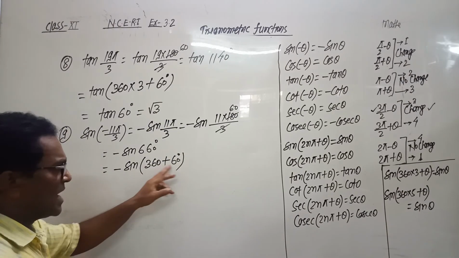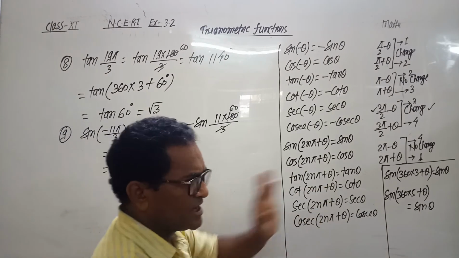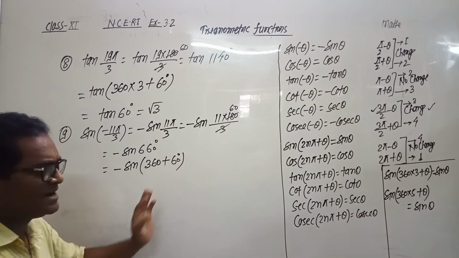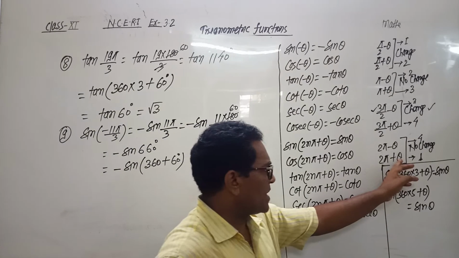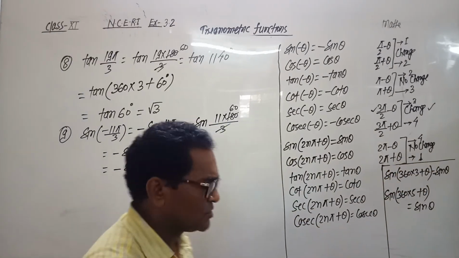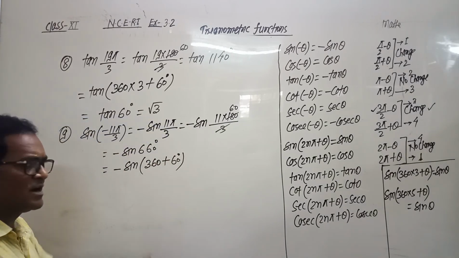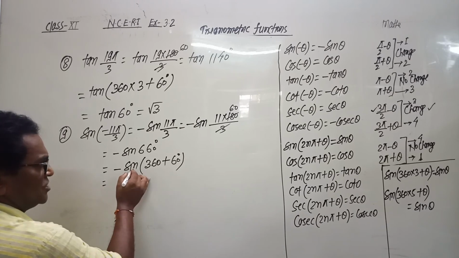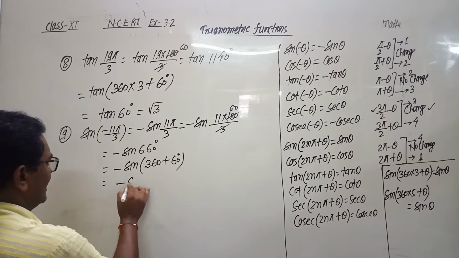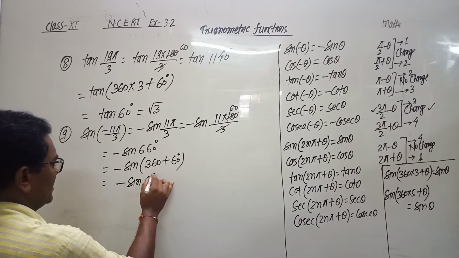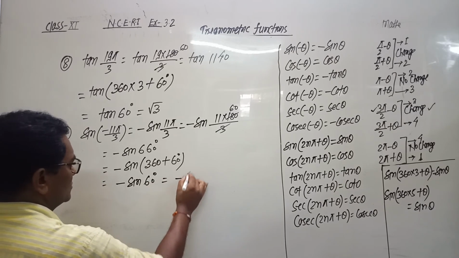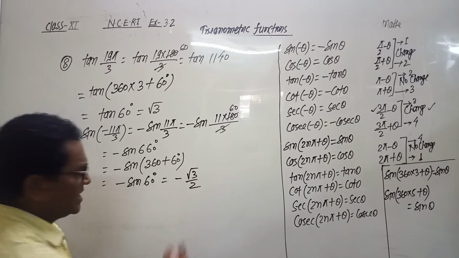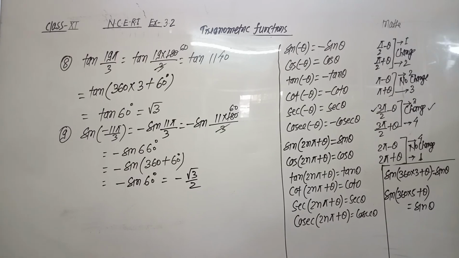So sine of 2 pi plus theta, there is no change, meaning sine remains sine, and 2 pi plus theta behaves as the first quadrant, and in the first quadrant all trigonometric ratios are positive. It remains sine, and theta is 60 degrees. The value of sine 60 is root 3 by 2. So we get the result minus of root 3 by 2.